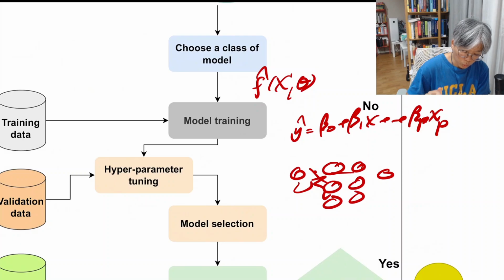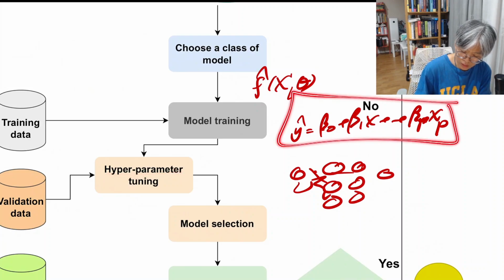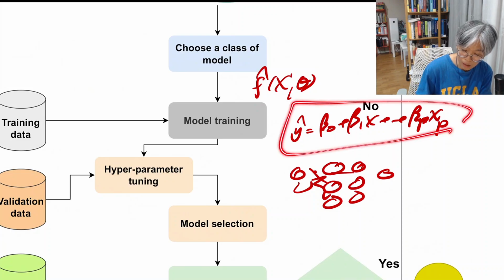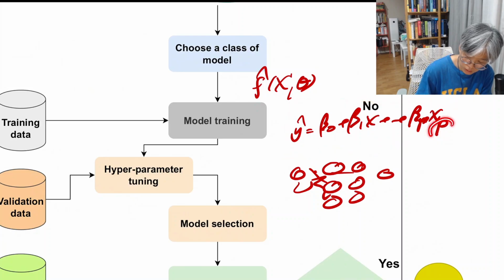To train a model, a hyperparameter needs to be fixed. For example, for linear regression, you have to choose how many regressors you're gonna use, how many variables x. So you have to determine what p you're gonna use.